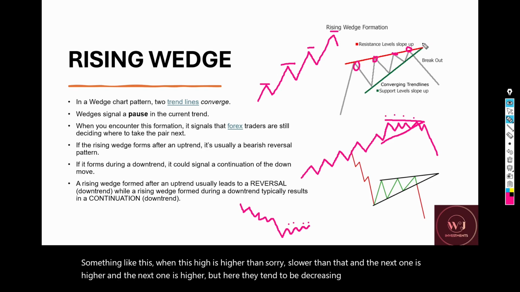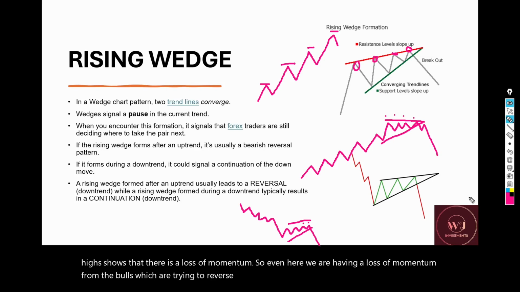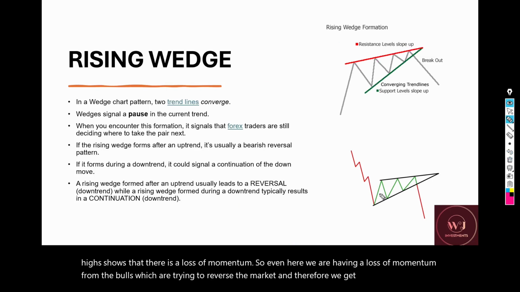So this decrease in the highs shows that there is a loss of momentum. So even here we are having a loss of momentum from the bulls who are trying to reverse the market, and therefore we get a downtrend.